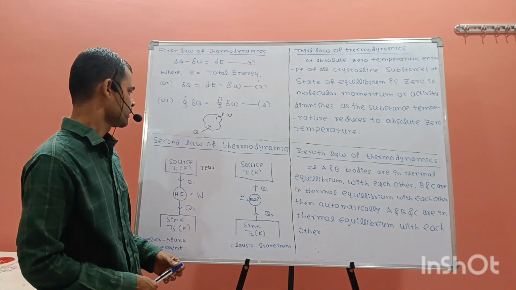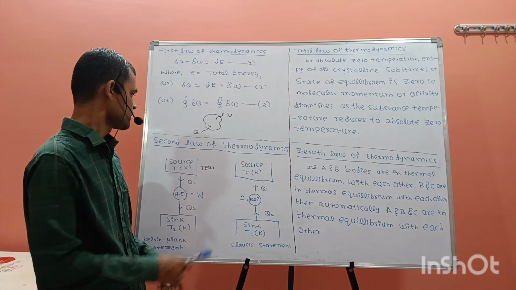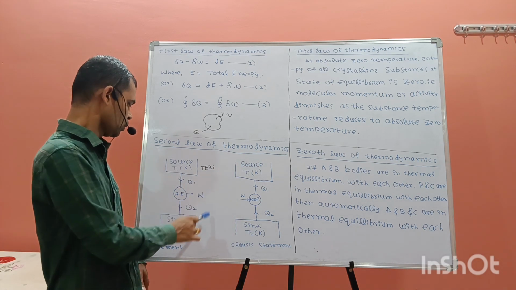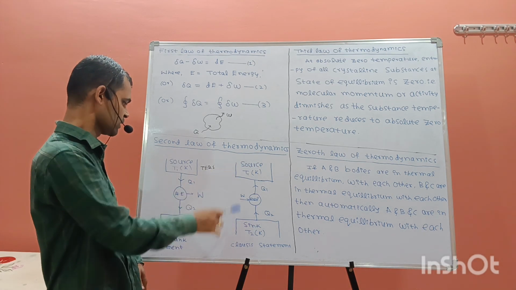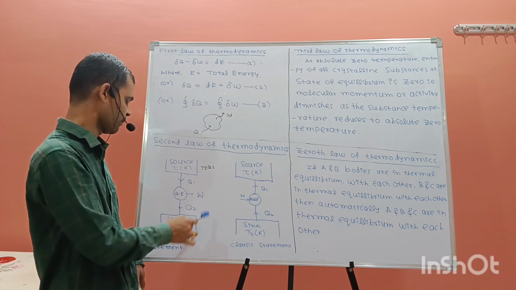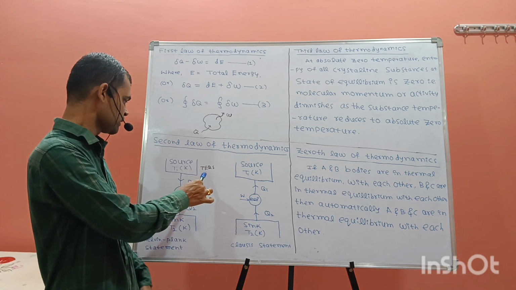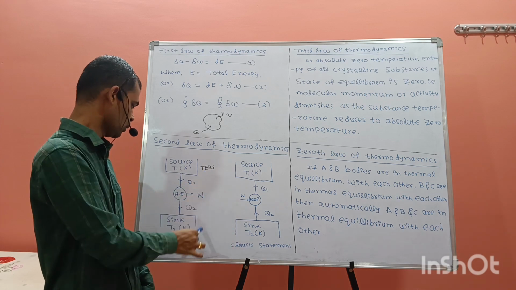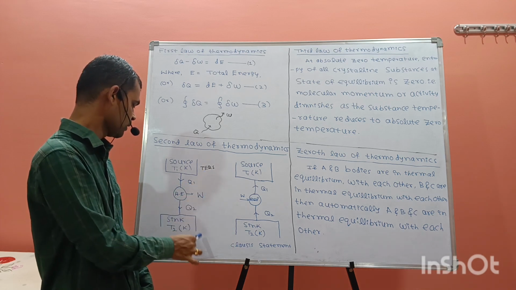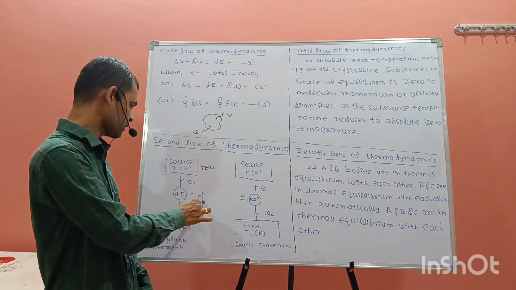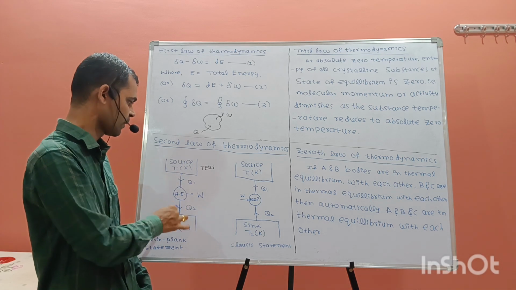Then second law of thermodynamics. So here we have two different thermal energy reservoirs: high temperature region, low temperature region. So the heat is transformed from high thermal energy reservoir to low thermal energy reservoir. So when it is happening through a system, it will develop the work. Here it is heat engine.